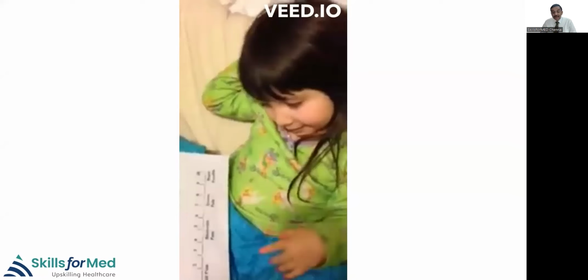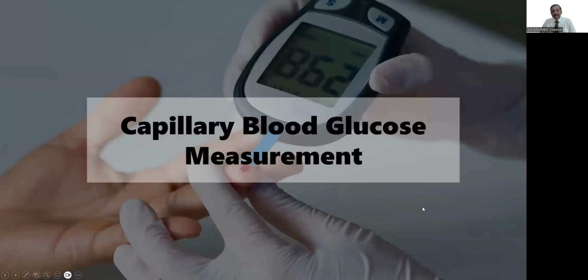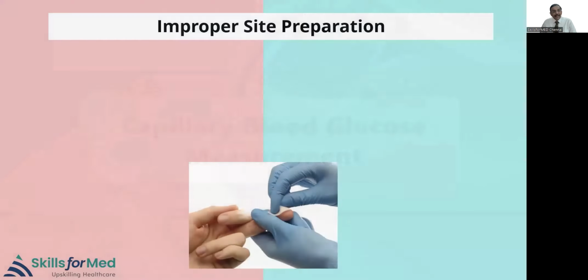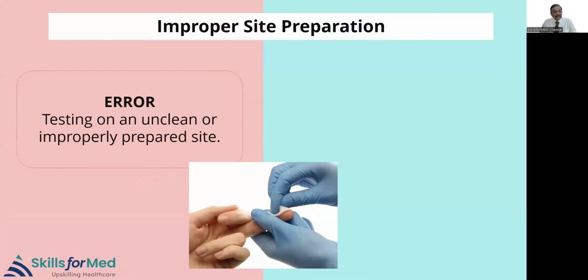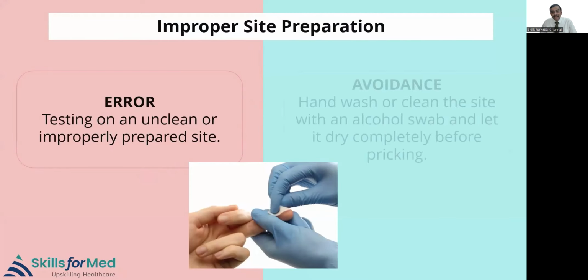So that's what I wanted to tell about the faces pain scale. So let's go to capillary blood glucose measurement. And the first error is the improper site preparation. Either they are unclean and improperly prepared can cause errors.